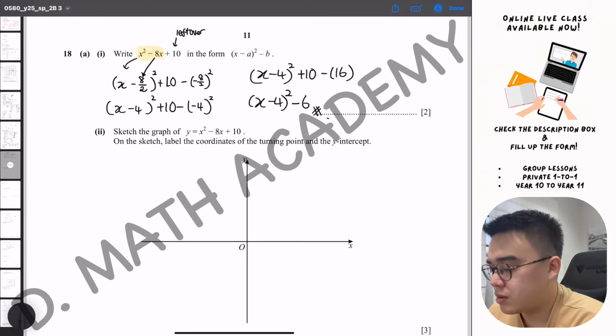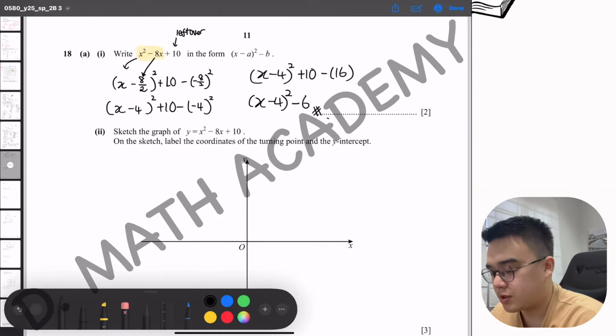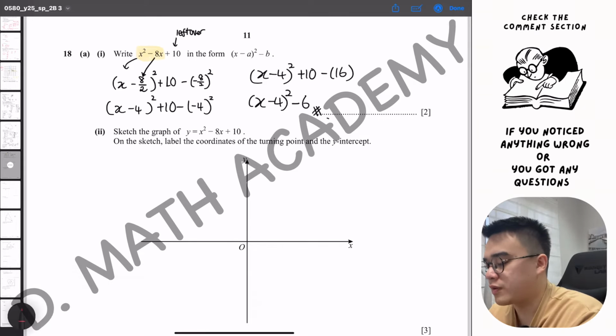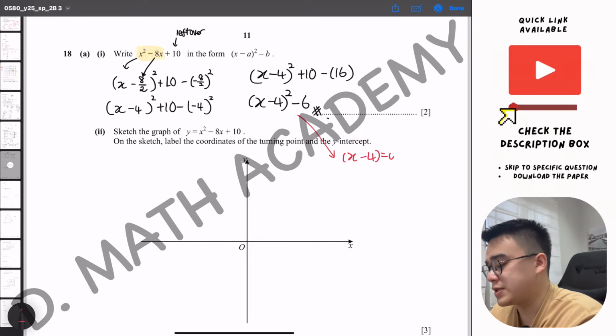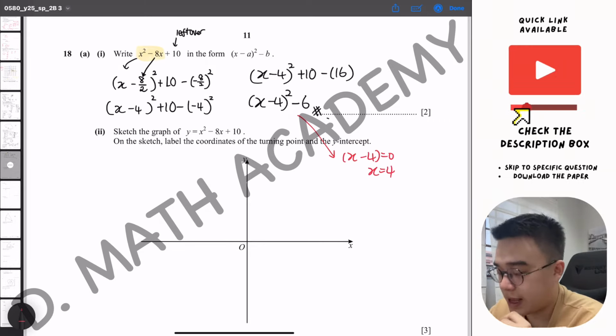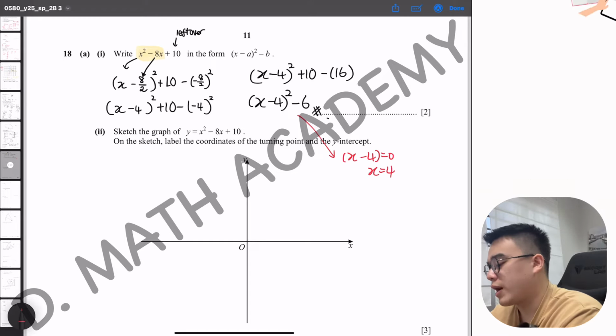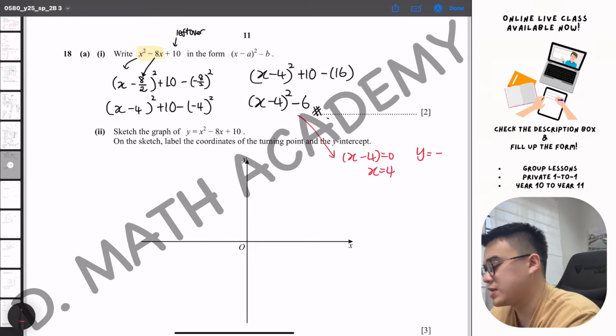Okay, so they want us to label the turning point. So this is the extension of it. From the completing the square that you've gotten, the x minus 4 will be equated to 0. This is a reminder that when x is 4, y is -6. This is your turning point.